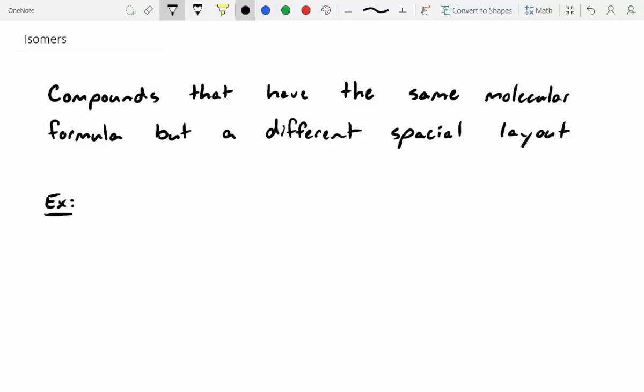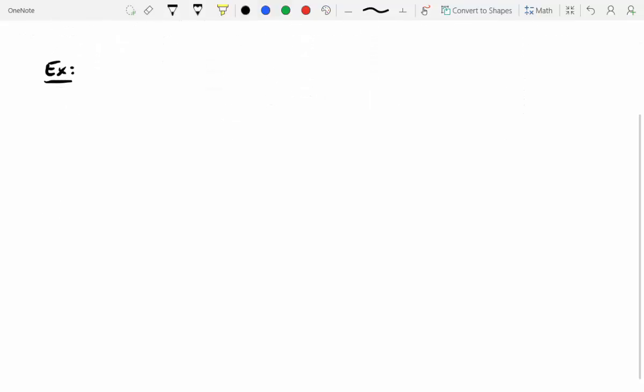So let's take an example of an isomer. There's two different isomers for this molecular formula. I want you guys to see if you can come up with both of them and then draw the Lewis dot structure. C2H6O. See if you can come up with both isomers for C2H6O, and then draw the Lewis dot structure.